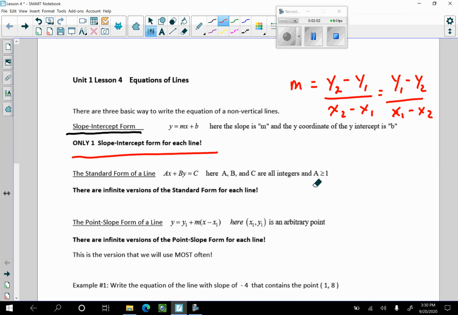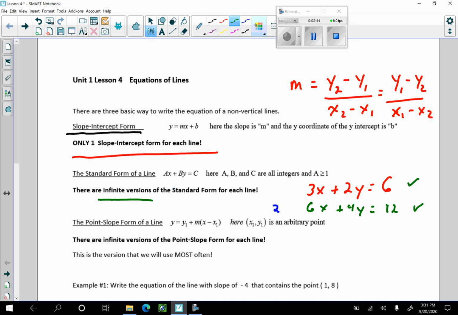And I'll give you an example of that. Say I have 3x plus 2y is equal to 6. That's standard form of a line. And there are different versions of the standard form of a line, so that represents a line. If I take that line and multiply it by 2, using the multiplication property of equality, I would have 6x plus 4y is equal to 12, and those would represent the same line. So there are infinite versions of the standard form of a line, the way that we are going to define it in our book.